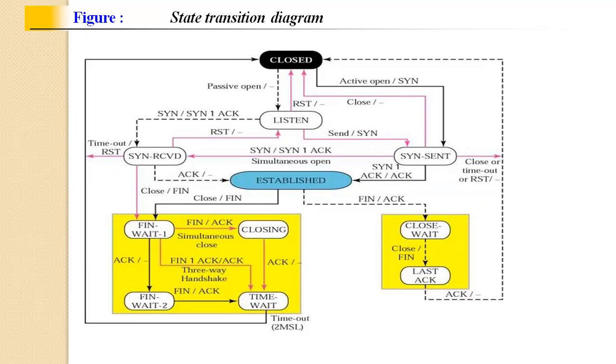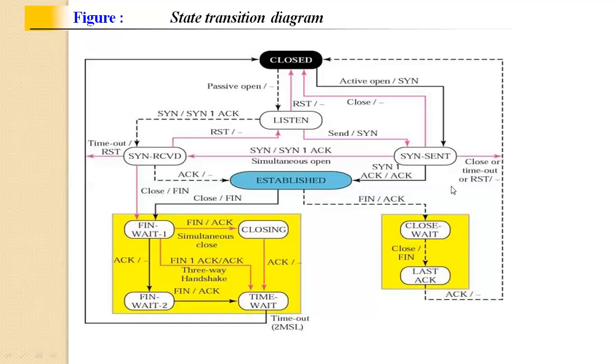So in this diagram, there are two lines between the different states. So closed is one state, listen is one state. These are the different states mentioned in the previous slide. So there are black lines and darker lines, and pink lines and the solid lines.